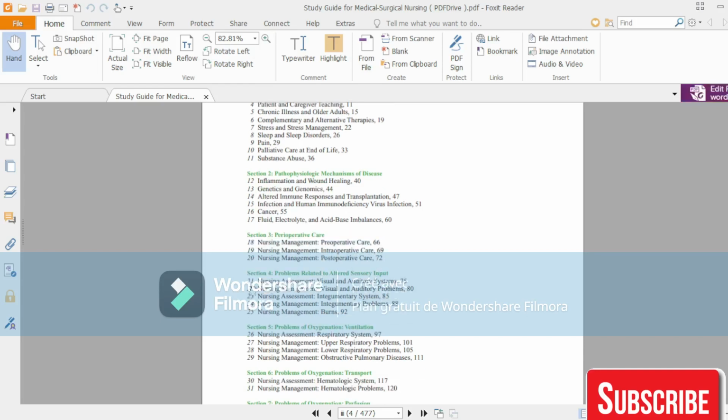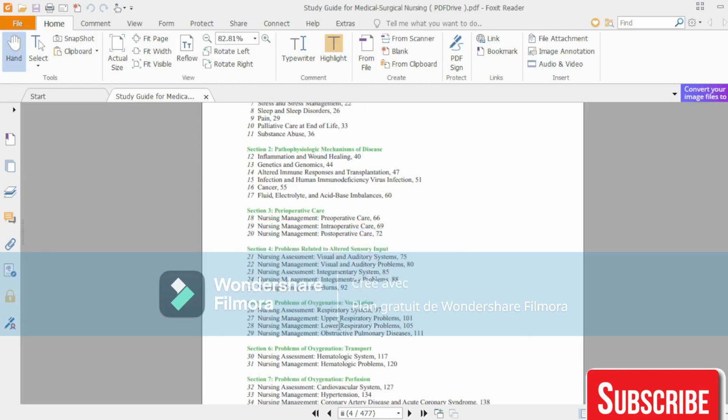So we have also section 4, the problems related to altered sensory input. We have the nursing assessment, visual and auditory systems. The nursing management, we have the visual and auditory problems. Nursing assessment, integumentary system. Nursing management, integumentary problems. Nursing management, we have the burns, as you can see here.